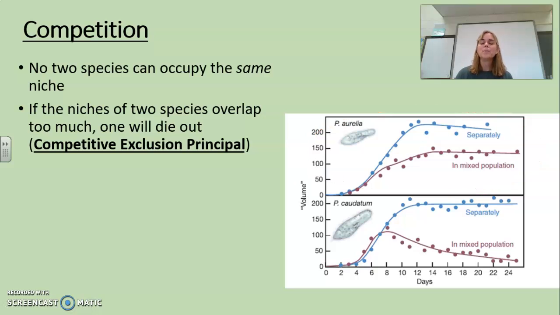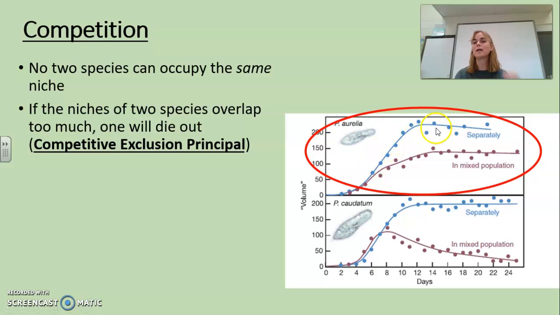In the graphs on the right, I'm showing you a famous study that was done with Paramecium. So that's what these little pictures are, Paramecium. So we have Paramecium aurelia and Paramecium caudatum. And if you take a look at the top graph, Paramecium aurelia, when it was grown separately from caudatum, this is what the growth looked like, the population size. So it increased, and then leveled off over time. When it was grown along with caudatum, it increased, and it leveled off over time, but notice that it never did reach the same level of population that it did when it was growing by itself.